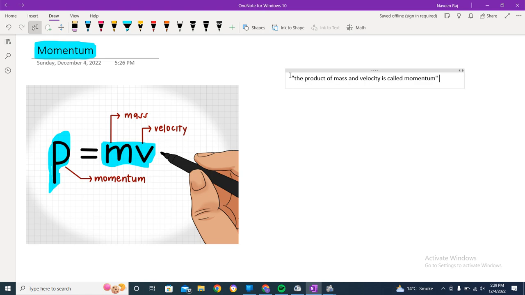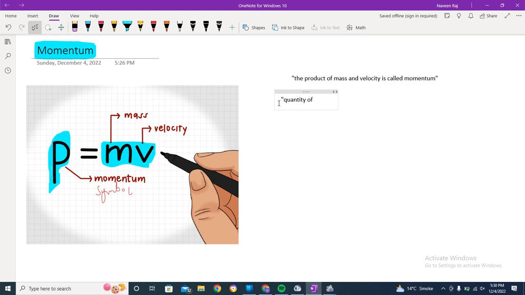So what is momentum in reality? First of all, let me tell you a point: we are denoting momentum with the symbol P, so you can write it in your notes. Now let's get more into it. The product of mass and velocity is called momentum, and what is this product showing? Momentum is basically the quantity of motion.